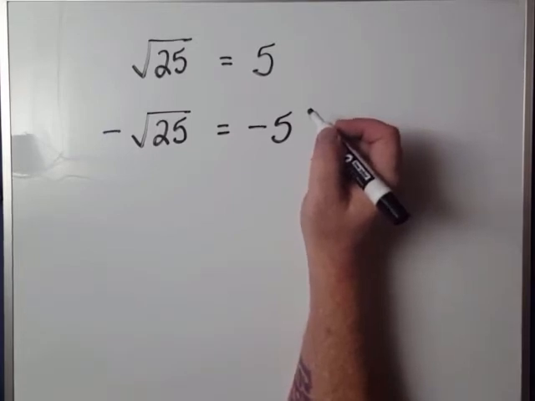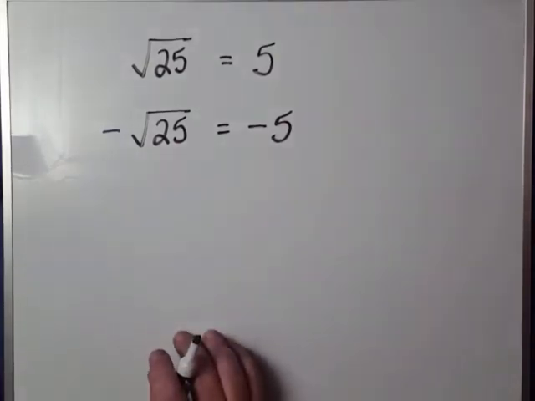We have a brown box at the top of 651. Here on the second page of our section, it says square root of a is the positive or principal square root of a. Negative square root of a is the negative square root of a.